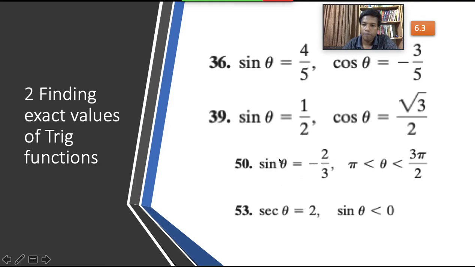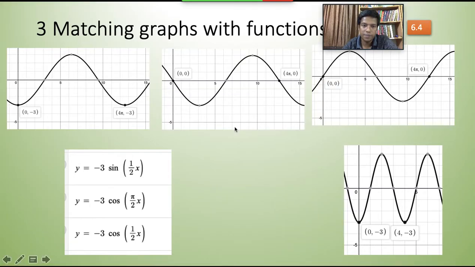For this kind of math, we first of all find which quadrant it falls in. Then we draw a triangle based on this information. We find out the other unknown side. Then we find the values of the remaining trigonometric functions. This is from 6.3, and these are the question numbers. You can match and practice also like this.